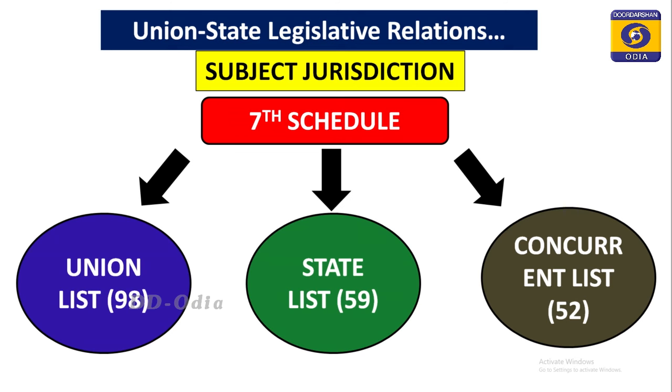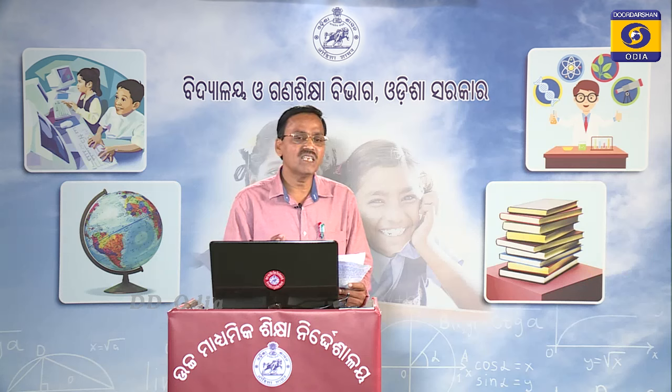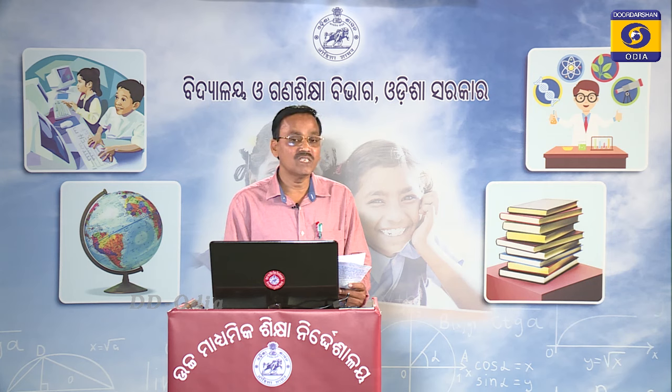So far as the subject principle is concerned, as I already told, there are 3 lists given in the 7th schedule. One is the union list, that contains 80 items. Then the state list, it contains 59 items, and then the concurrent list, it contains 52 items. In the union list, you will find that national and international subjects are given, like defense, foreign policy, security, atomic energy, war and peace, United Nations Organization, Reserve Bank of India, etc.